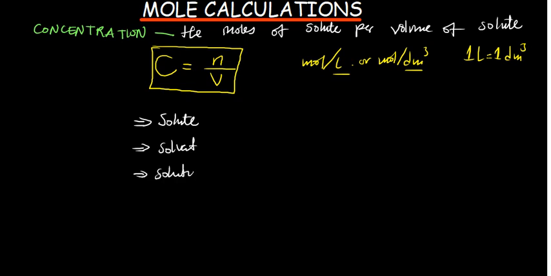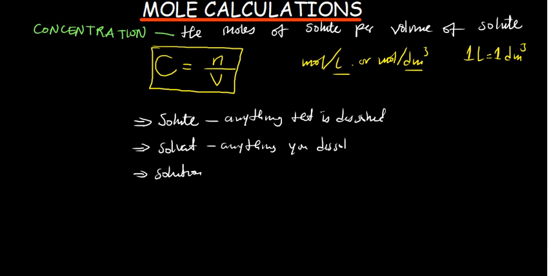Okay, like that. So a solute is anything dissolved. Anything that is dissolved is called a solute. A solvent is anything you dissolve into. Okay, that's what we call a solvent. And then a solution is a mixture. When you mix a solute and a solvent, you are going to form what we call a solution.